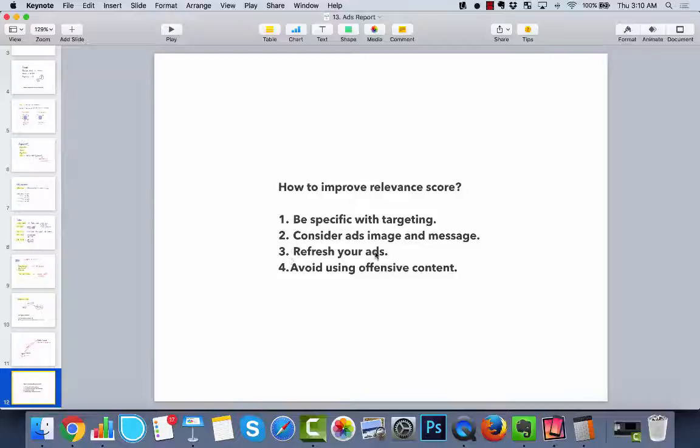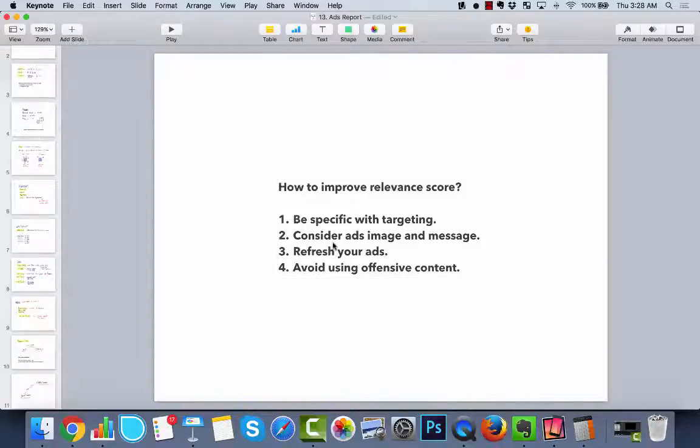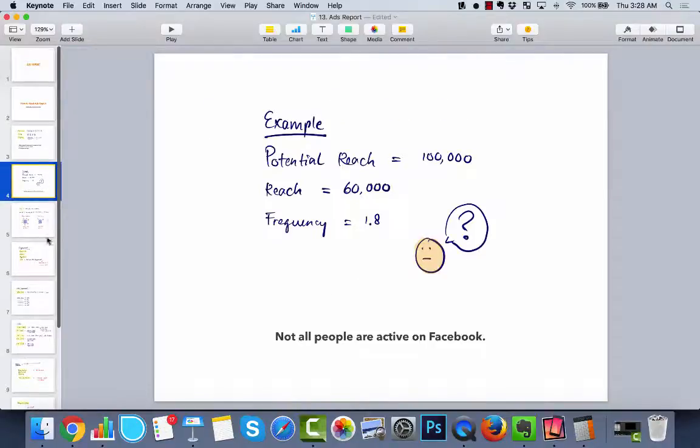Next is to refresh your ads frequently. For example, you change your ad creative after you see that the frequency is starting to go up. And avoid using offensive content. Because if you are using this type of content, people will hide your ad and it will affect your relevance score. A bad relevance score will cause your ad not to be shown or cause your ad to be very expensive.